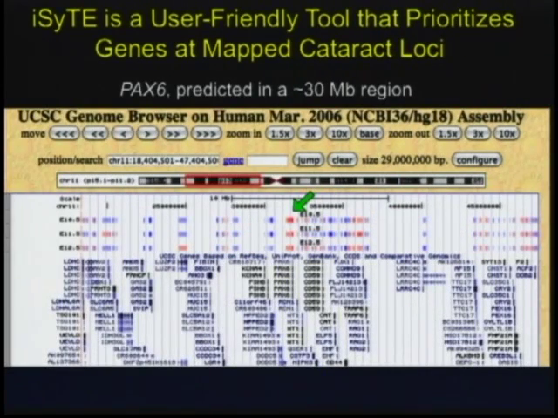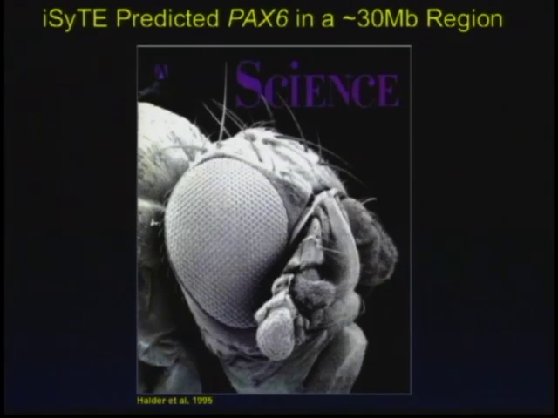And the biggest one of them all is really PAX6. This is really an important gene in lens development, and we could have looked at a 30 MB interval region and also predicted PAX6 to be an important gene in lens development. And I would like to dwell one more slide on PAX6.